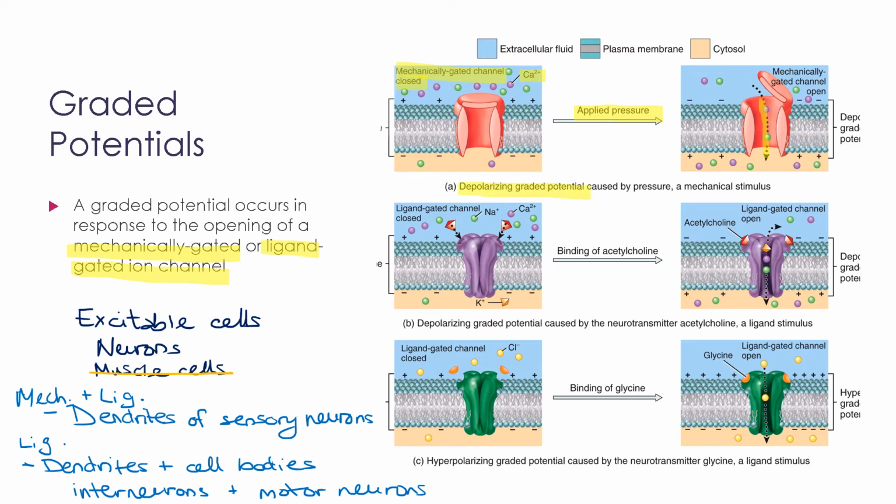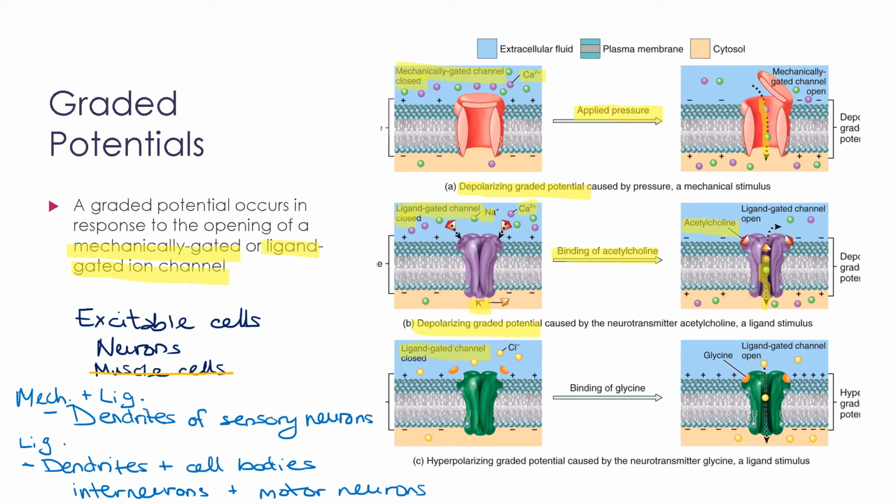And here we have a ligand-gated channel that requires acetylcholine to bind to it. And when acetylcholine does bind, it will allow sodium and calcium into the cell, and it will allow potassium out of the cell. And this is also a depolarizing graded potential.